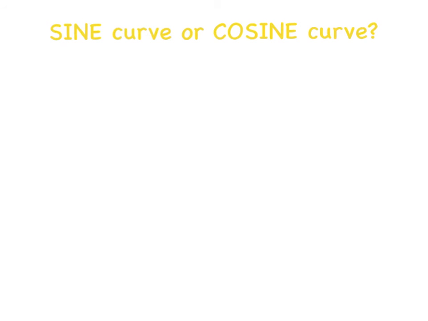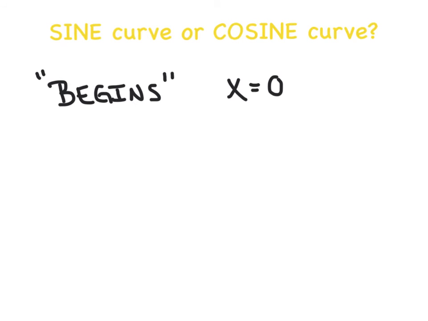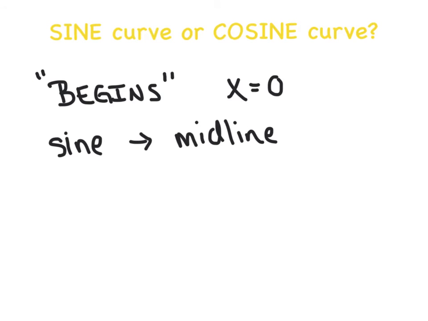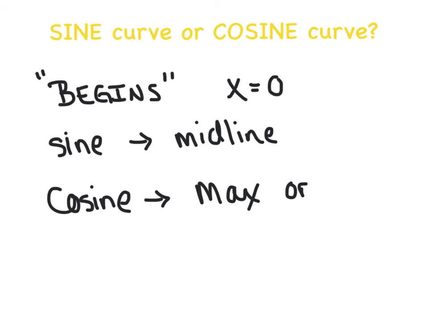Real quick recap of how to distinguish between whether it's a sine curve or a cosine curve. Again, when we talk about where the curve begins, and this is a word we use quite often, when we talk about beginning, we're analyzing the point where x equals 0. And the sine curve is always going to start right on the midline. If there's no vertical shift, then that would just be at y equals 0, right on the x-axis. Whereas the cosine curve is going to start either at its max or it could start at its min. But it won't be on the midline, that's for sure.